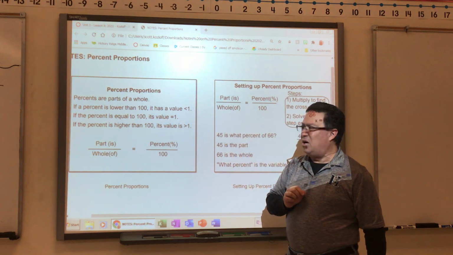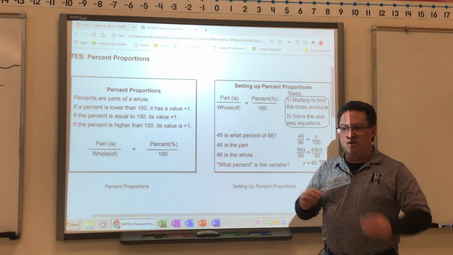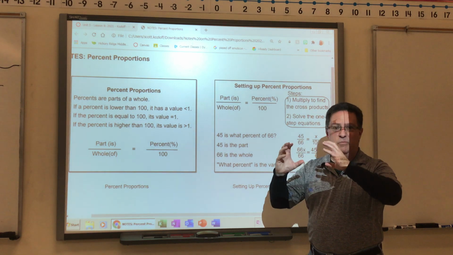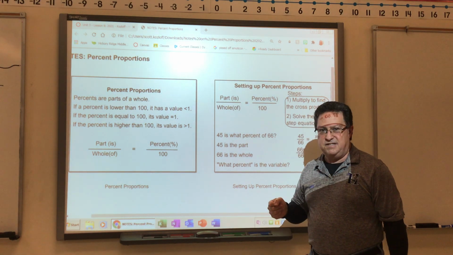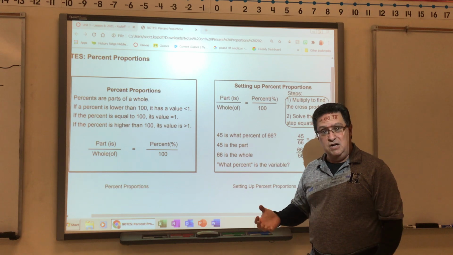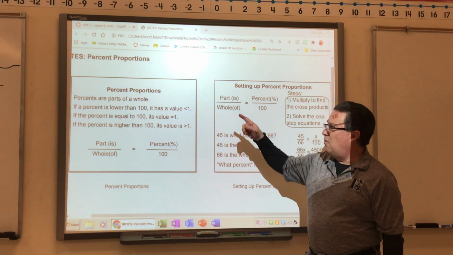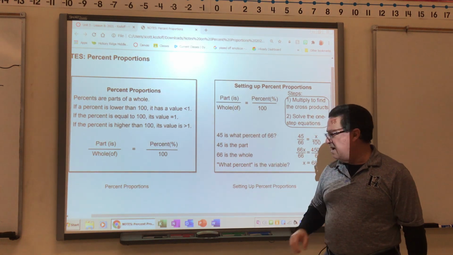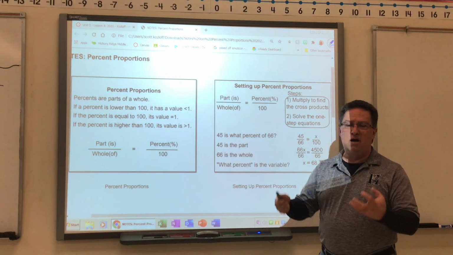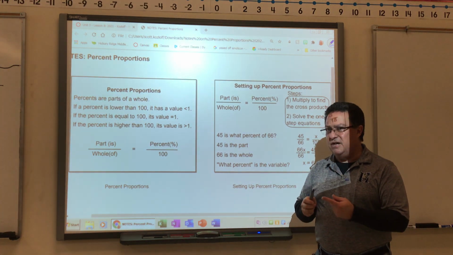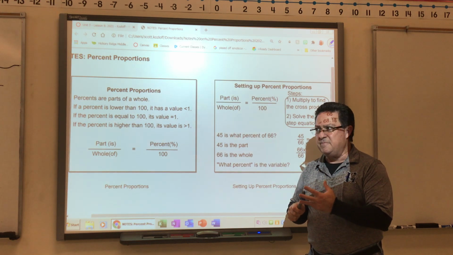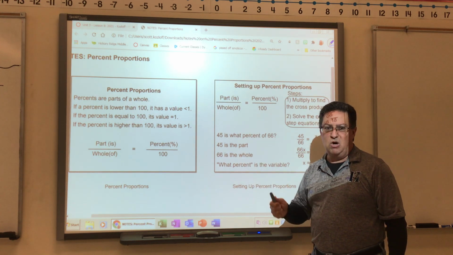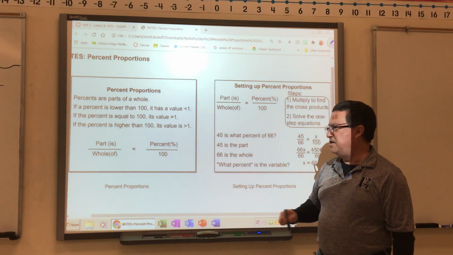Percents are parts of a whole. If you have a whole pizza, that would be 100% of a pizza. You go to the gas station, you fill up your gas tank, it's 100% full. So a percent proportion is talking about something that is part of a whole. If you remember ratios, there is part to whole, and whole to part. Percent proportions are a part to whole ratio.